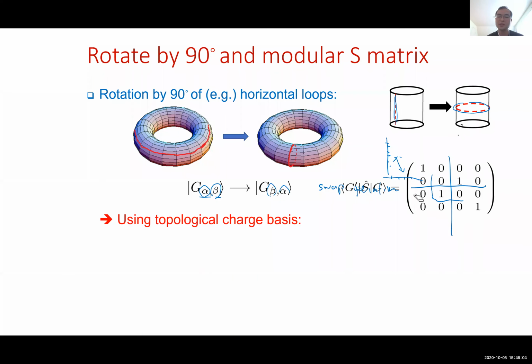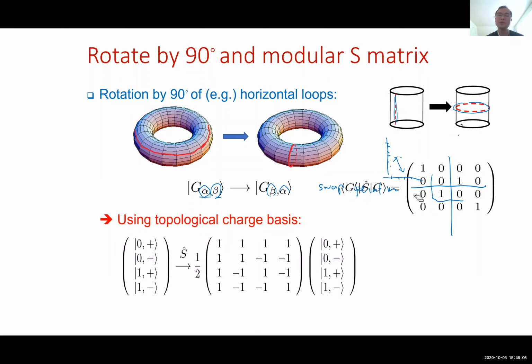So in terms of the charge basis, which is really just a linear combination, you can transform to the 0, 1, plus minus basis. You see that there is a matrix like that. This basically is a braiding statistics.